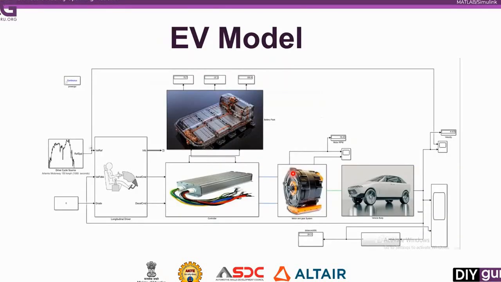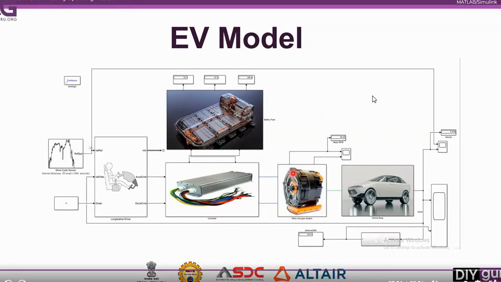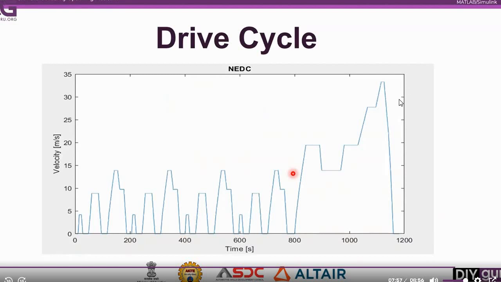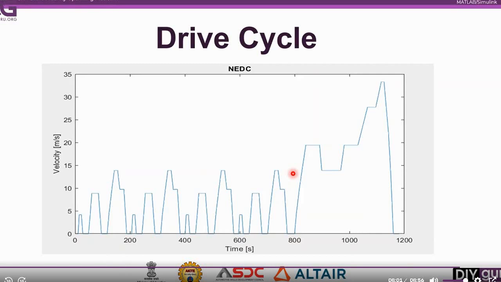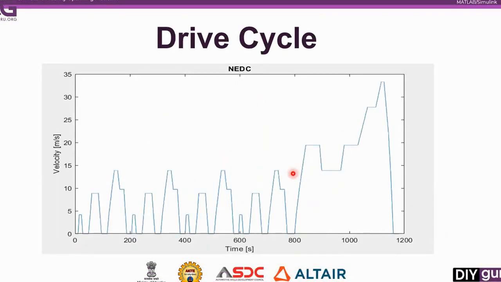This is an EV model. We are going to do something like this in MATLAB and Simulink, and this is the drive cycle we will be using. At the time we do this EV modeling, we will explain the drive cycle to you. But for now, you can just understand that these are the velocity profiles with respect to time. The peaks and crests you see here are the velocity profile. So this blue line, what is happening here?